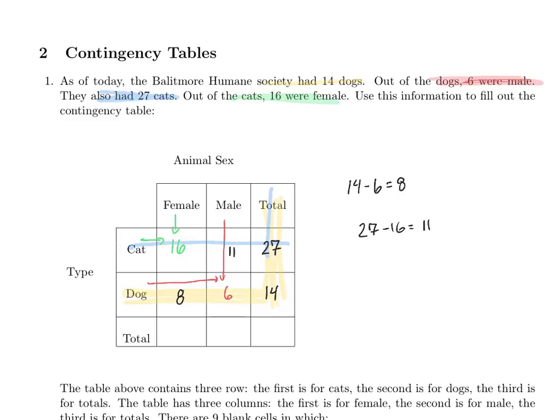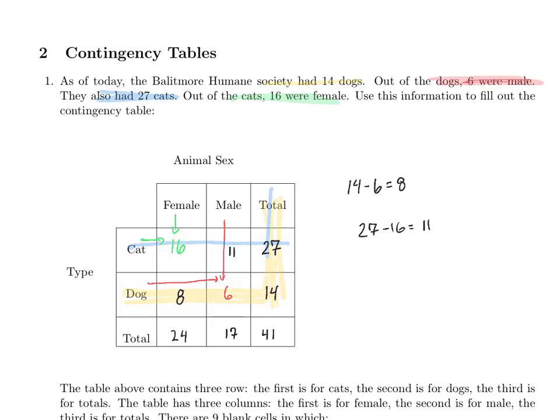The only other thing I have to do is go ahead and figure out my totals. So here I can tell I have 27 cats, 14 dogs. So if I add 27 to 14, I believe I get 41, and that's the total number of animals. I've got 11 male cats, 6 male dogs, so I've got a total of 17 male animals. And then I've got 16 female cats plus 8 female dogs, and adding those up there, I get 24.